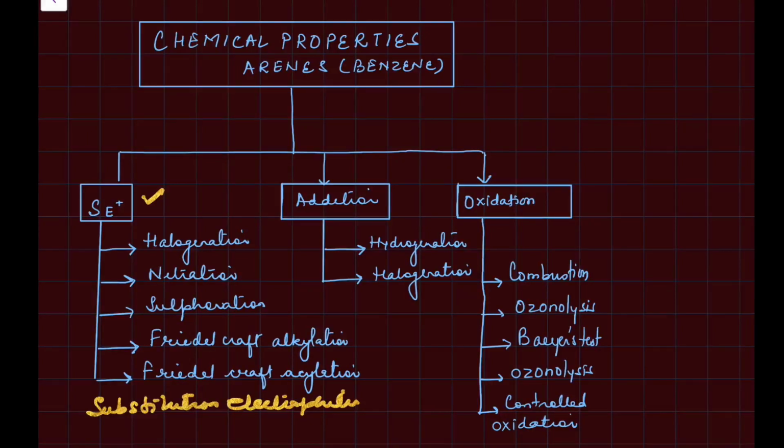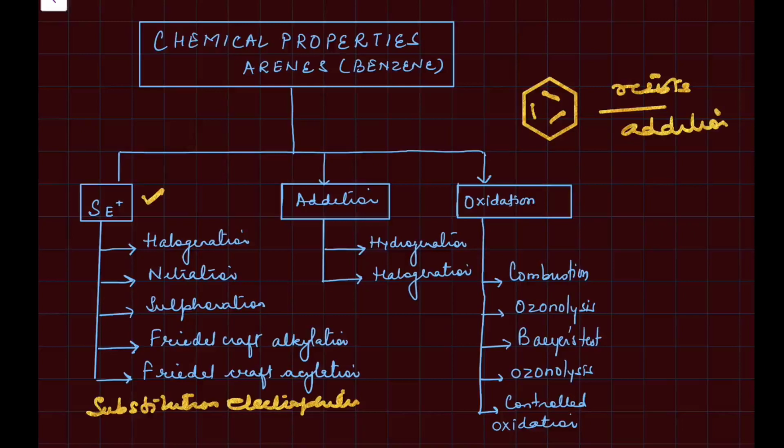The second category of reaction is addition. You all know benzene has got, guys, 3 double bonds. If you look at benzene and its derivatives, it's got 3 double bonds, but still it resists addition. I hope it is clear from my previous class why it resists addition, so as to retain its aromaticity. Still under drastic conditions, it undergoes reduction, that is addition of hydrogen, and halogenation.